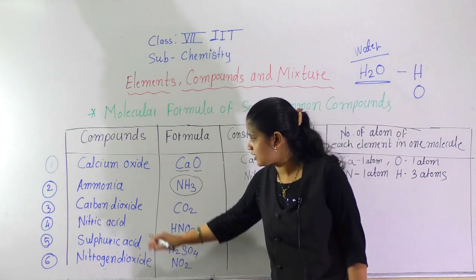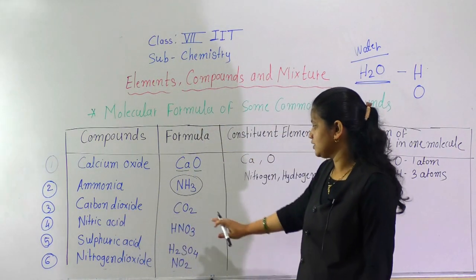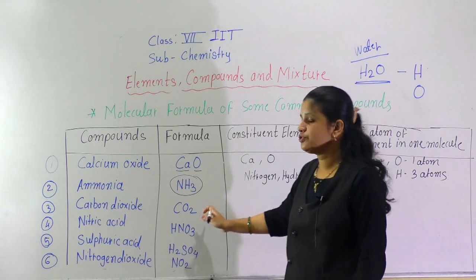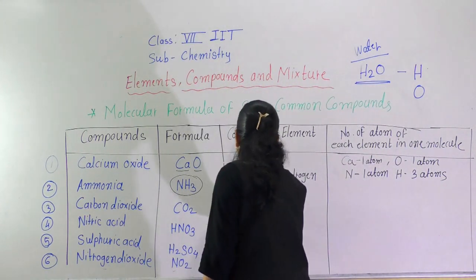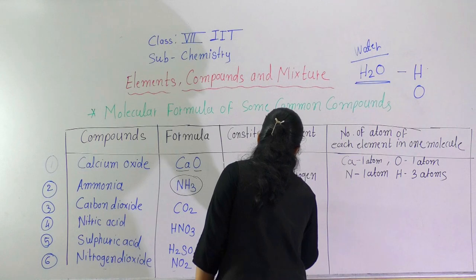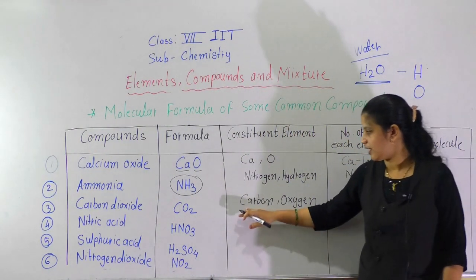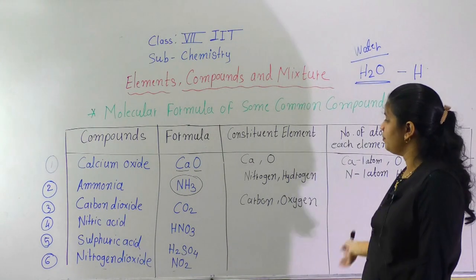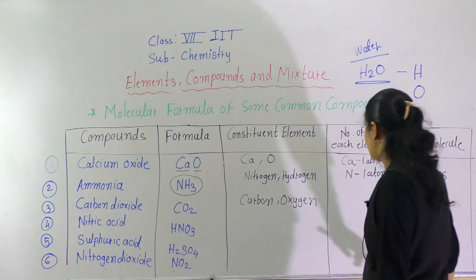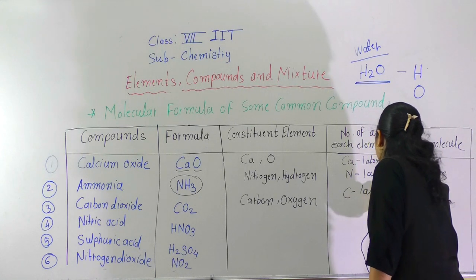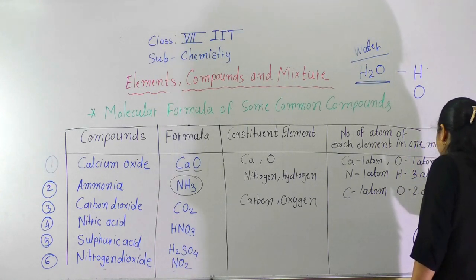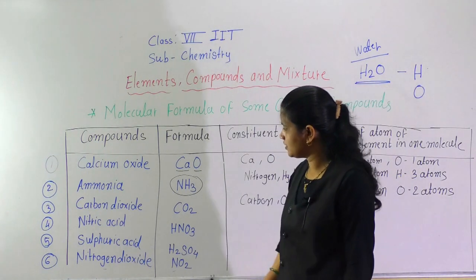Now see the next example, that is carbon dioxide. The formula of carbon dioxide is CO2. So which two elements are present in this? The first one is carbon and oxygen. Then how many atoms of carbon? One atom of carbon and two atoms of oxygen. So here you have to write carbon 1 atom and oxygen 2 atoms.